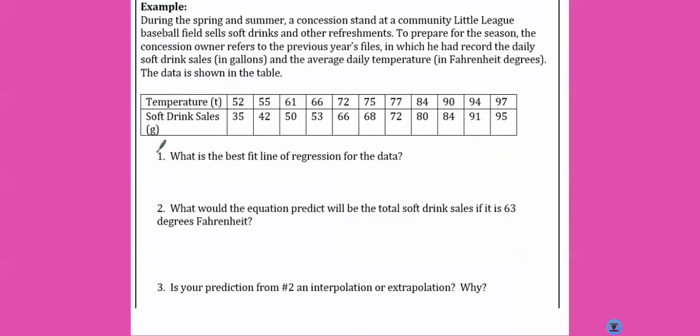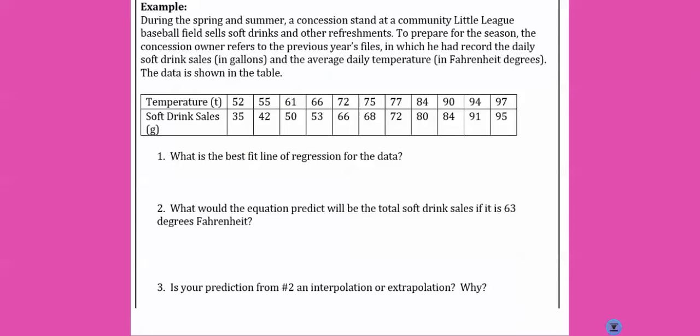So let's look at this example question. During the spring and summer, a concession stand at the Community Little League baseball field sells soft drinks and other refreshments. To prepare for this season, the concession owner refers to the previous year's files, in which he recorded the daily soft drink sales in gallons and the average daily temperature in Fahrenheit degrees. The data is shown in the table.